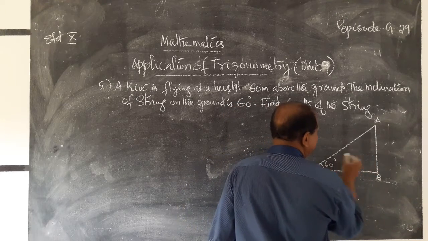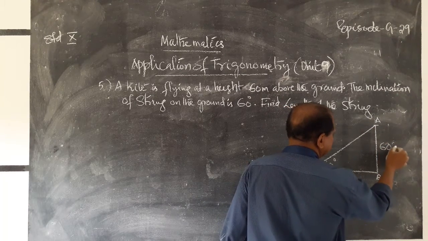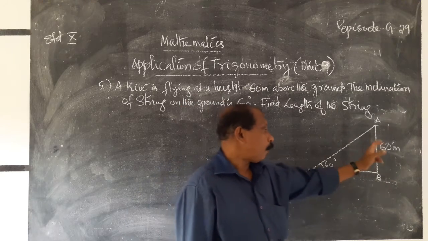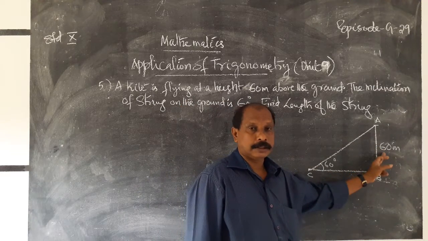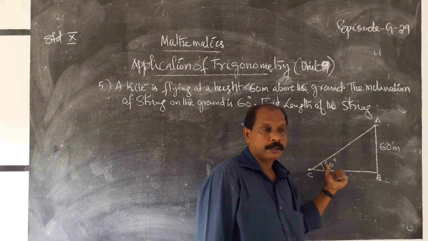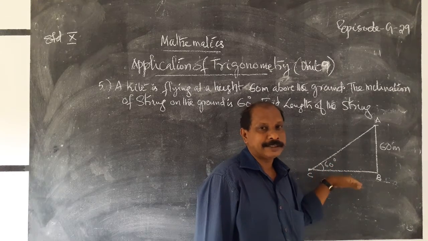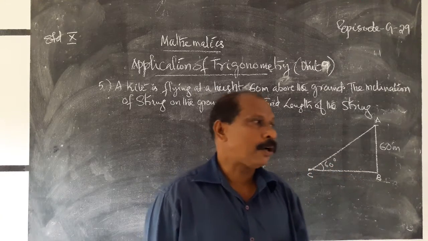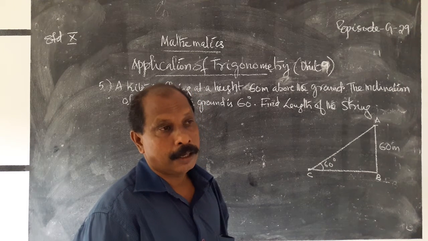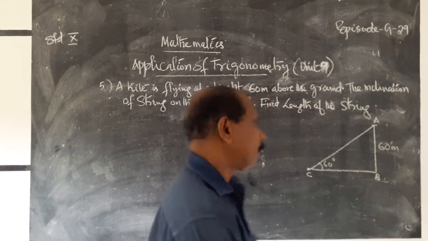And also the height of the kite is 60 meter. Find the length of the string. That means the opposite side is given, and the angle 60 is also given. We can find out the hypotenuse, not the adjacent side. Therefore, the opposite side is 60, that is given. We can find out the hypotenuse, therefore only consider these sides.